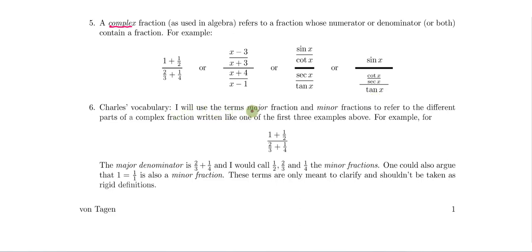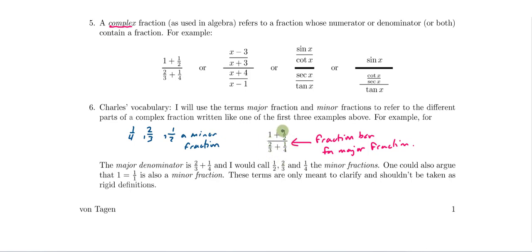I'm going to use the term major fraction and minor fraction to refer to the different parts of the complex fraction. So for example, I would refer to this fraction bar as the fraction bar for the major fraction. And I would refer to, for example, 1/2 as a minor fraction in this expression. There would be other minor fractions, such as 2/3 and 1/4.